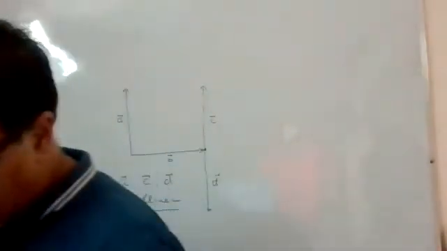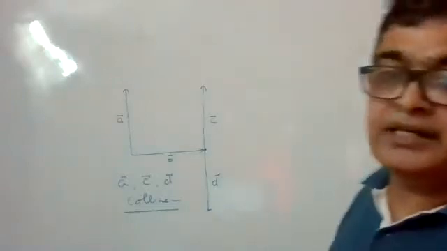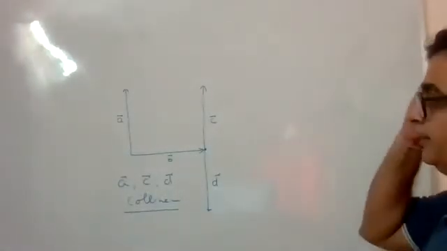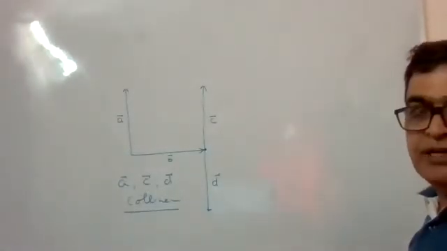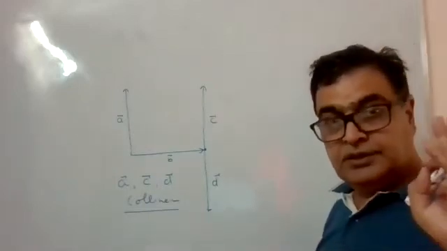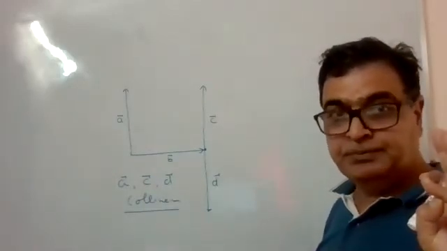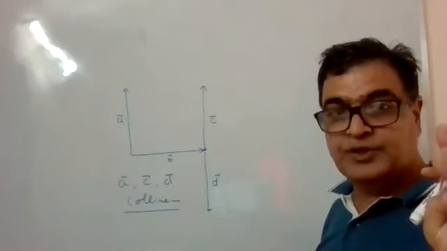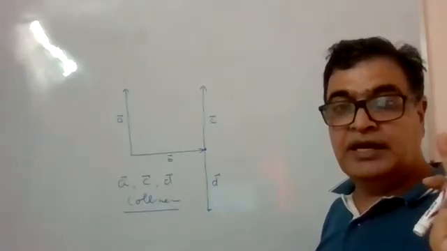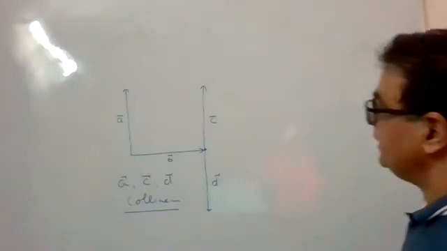Second part, which are equal vectors? Equal means what you should have: the magnitude must be the same, the support line should be parallel, and the same sense. So it will be A and C.